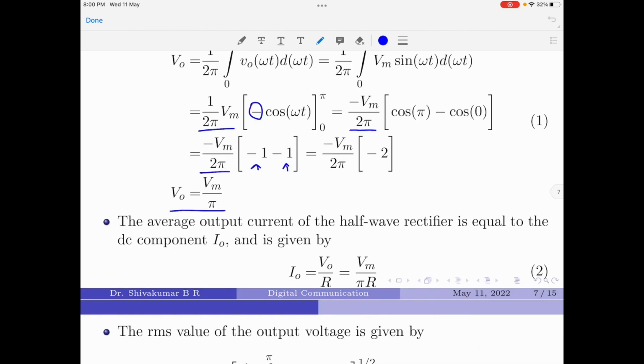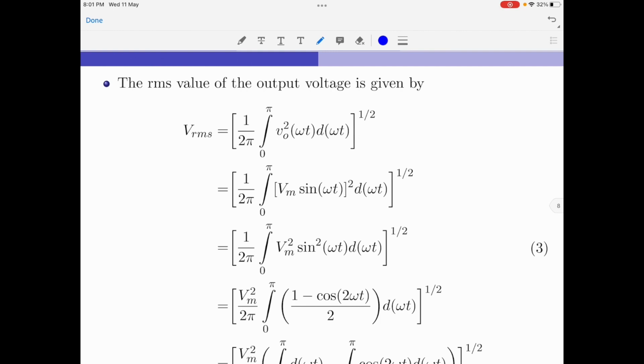Moving on, the average output current of the half wave rectifier is equal to the DC component I naught and is given by I naught equal to V naught divided by the load resistance R. In my previous equation, I have found the value for V naught, which is equal to Vm by pi. Let us apply the same in place of V naught here, and therefore the average output current will be Vm divided by pi R.